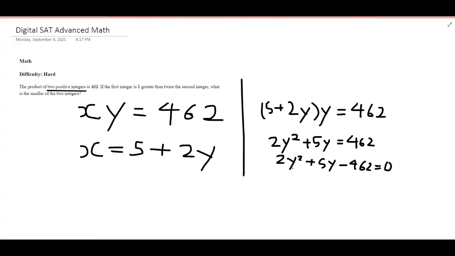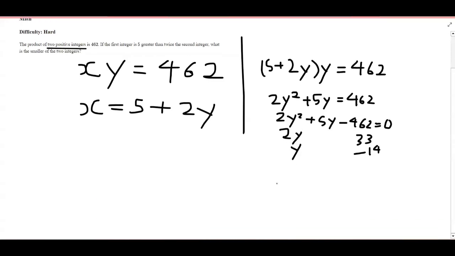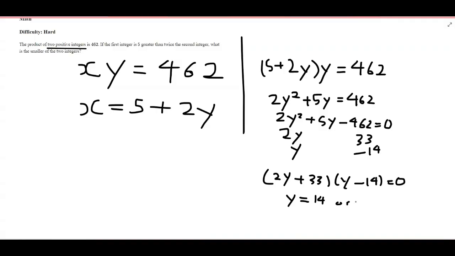And we're going to go ahead and expand this out here. And this becomes 33 and minus 14. And we know that we can write this as (2y + 33)(y - 14) equals 0. And we have two possible solutions for y. y is either 14 or minus 33 over 2.